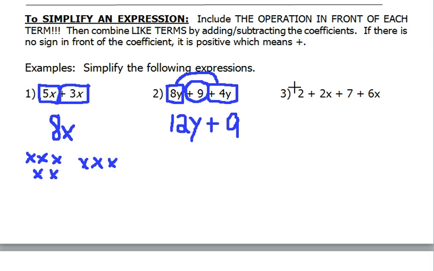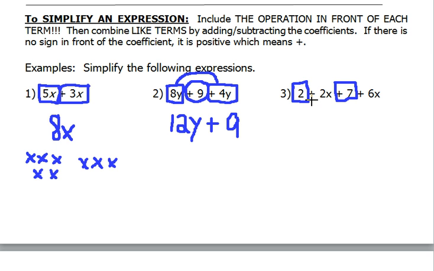Okay, and the next one, I'm going to put a box around the first term. This term is a constant. It does not have a variable part, so I've got to look for other constants or plain old numbers in my expression. This term has an x, so it is not a constant. This term here is a constant, so I'm going to put a box around it to show that it is like terms with this constant here. I don't have any more constants in my expression, so I'm going to go back to the term that I haven't put any shape around.